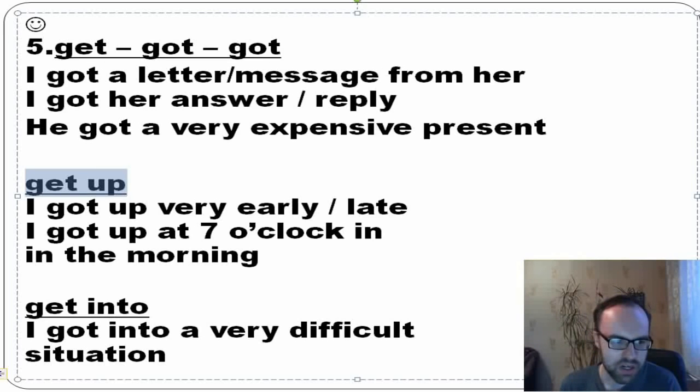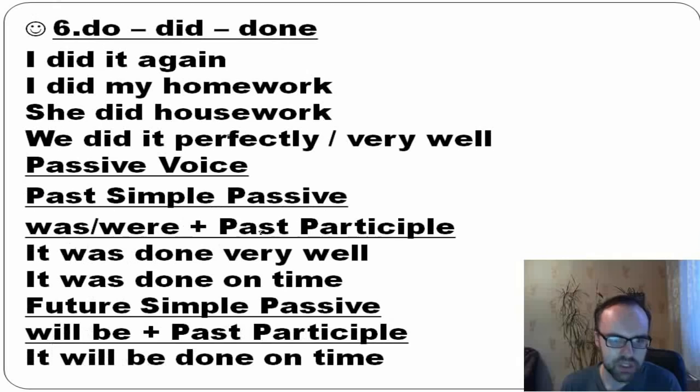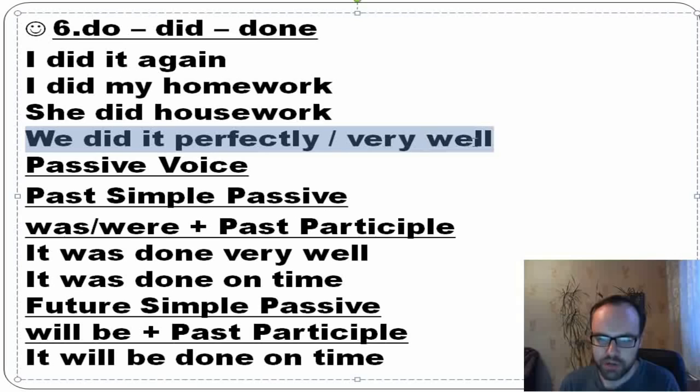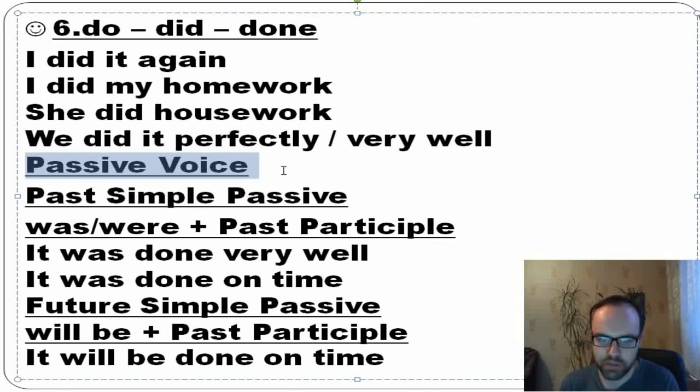Okay, so six. Do, did, done. I did it again. I did my homework. She did housework. We did it perfectly, or we did it very well. So remember this phrase: do homework, and do housework. And some examples with passive voice.